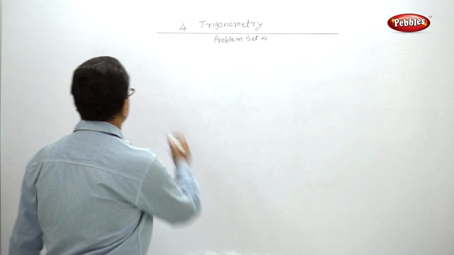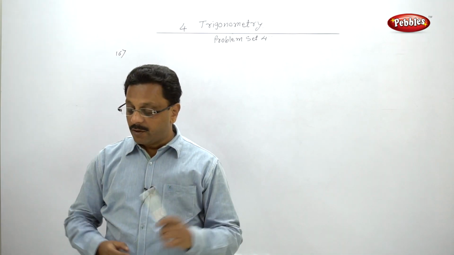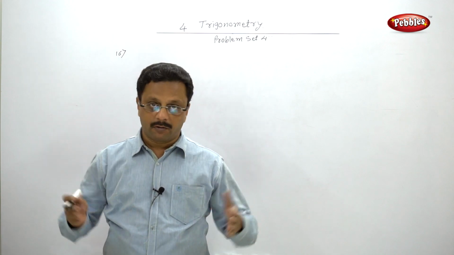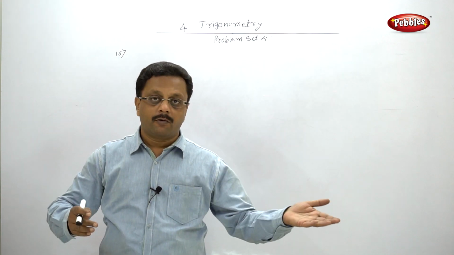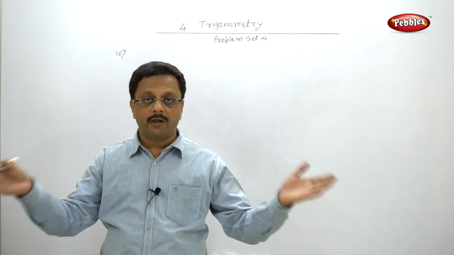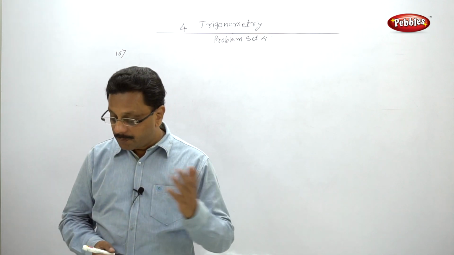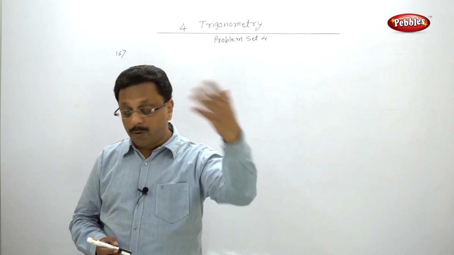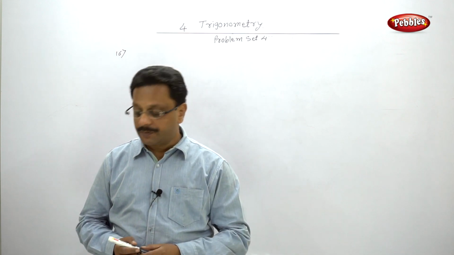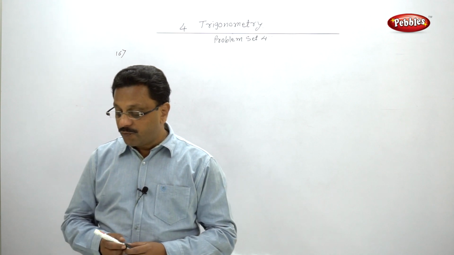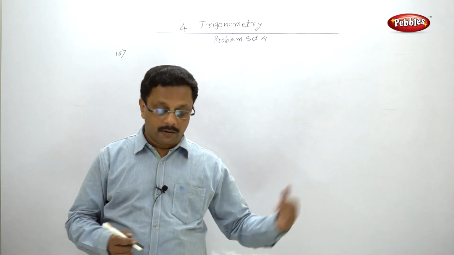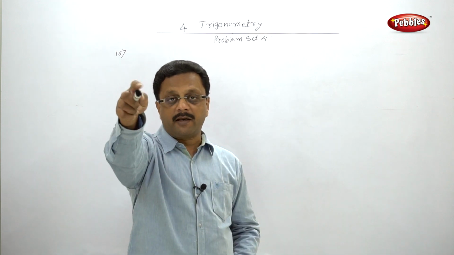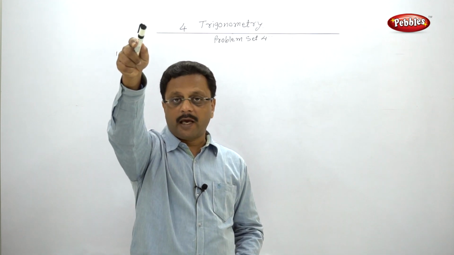Example number 16. A person standing on the bank of a river observes, that means there is one river, bank of a river. One bank, second bank, equally opposite side. Observes that the angle of elevation of the top of the tree on the opposite bank is 60 degrees. Now, when he moves 40 meters away from the bank, that means he is standing on this bank, he can see on the other bank the top of the tree with some angle of elevation.